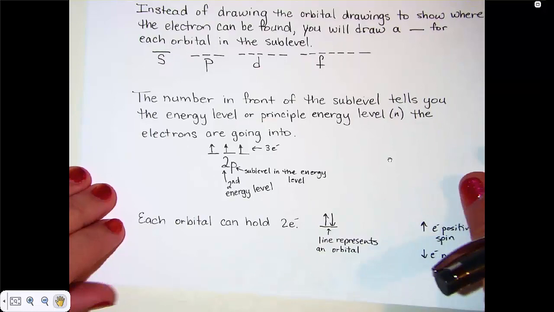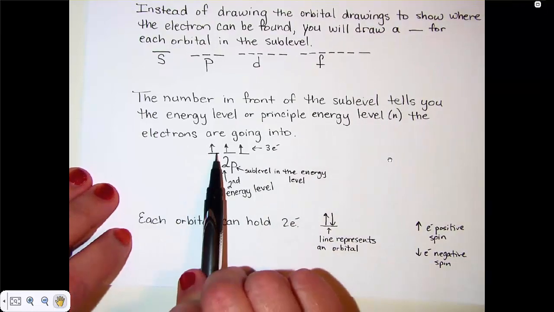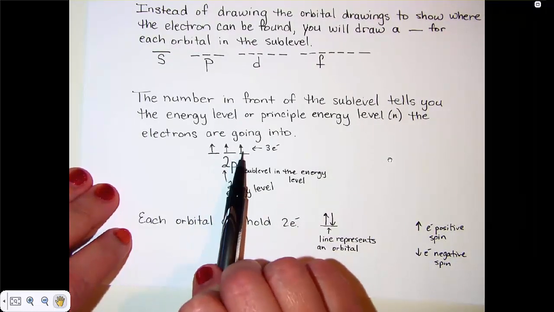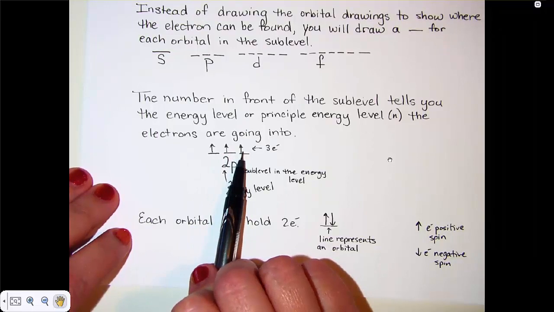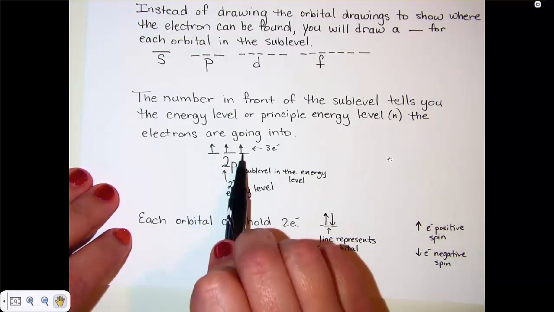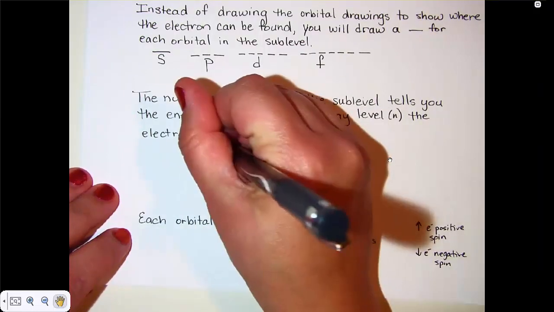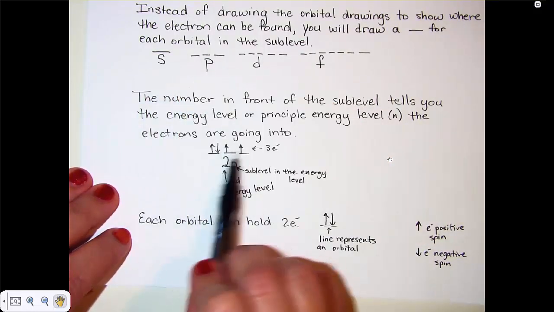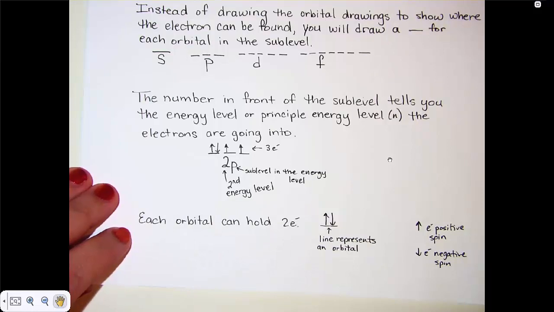Let's see, Hund's rule states that if you have more than 1 orbital, there should be a positive spinning electron in each one of those orbitals before you start pairing down. So for instance, with these 3, before you pair down, you have to have 1 up electron. Okay, so let's do some practice on these.